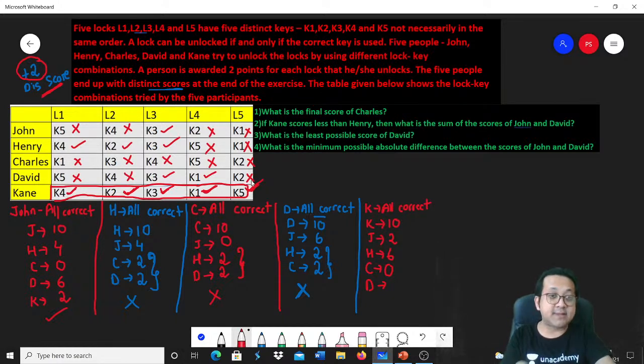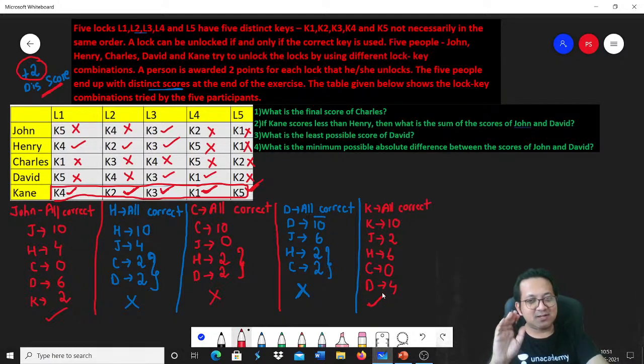Two of them are correct means one correct 2 points, two correct 4 points. Is this scenario possible? Definitely yes. Why? Because all the numbers as you see are distinct: 10, 2, 6, 0, 4. All the numbers are distinct. This is possible. So you are done.